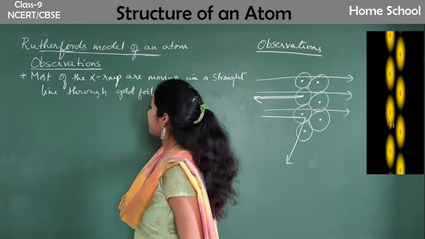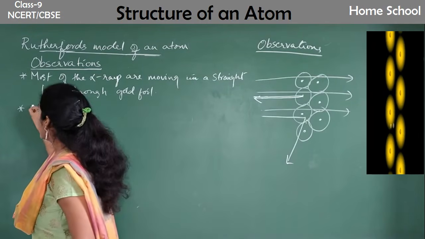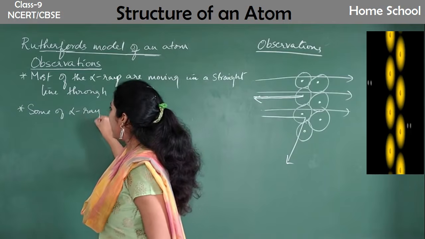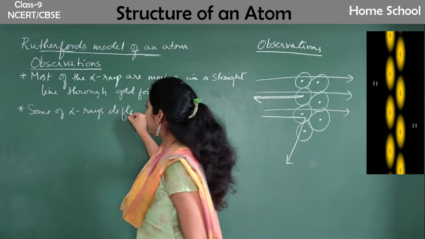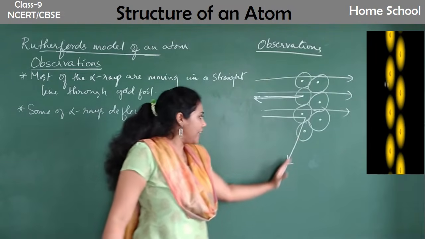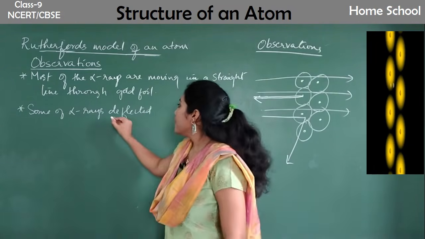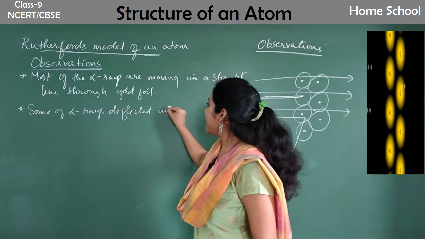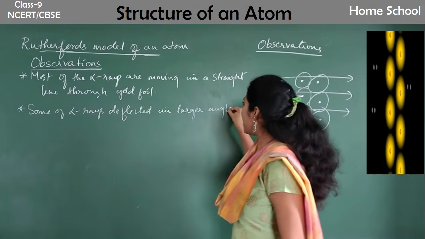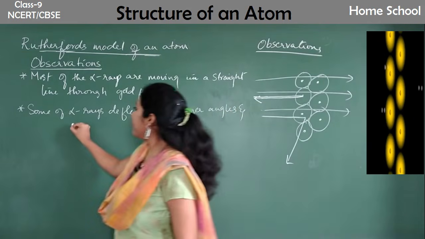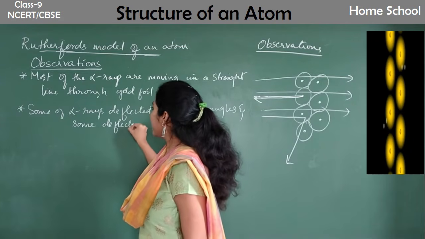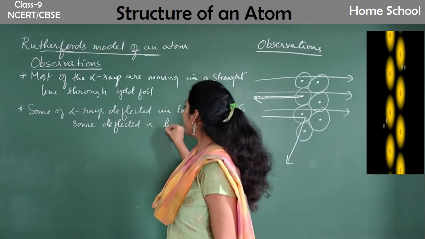Okay, next, some of the alpha rays deflected, in the sense deviated. Instead of moving straight, they are getting deviated. So they deflected in larger angles and some deflected in lower angles.